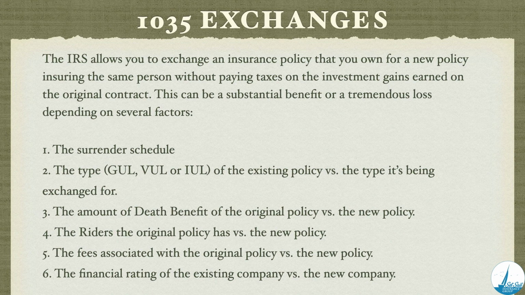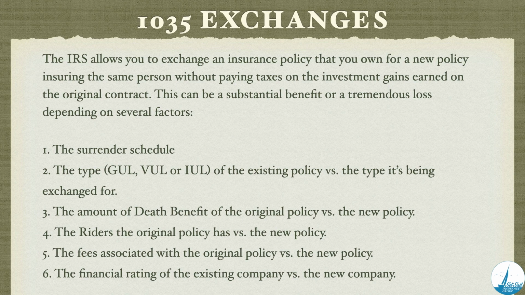Number 4, the riders. If your old policy doesn't come with any living benefits riders, or only one like the terminal illness rider, for example, you might want to 1035 it for another policy that comes with all 3, depending on your needs. But make sure you're working with a broker who's transparent with you about what you're doing.